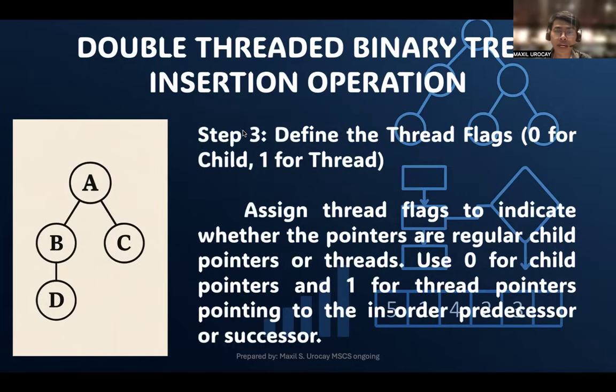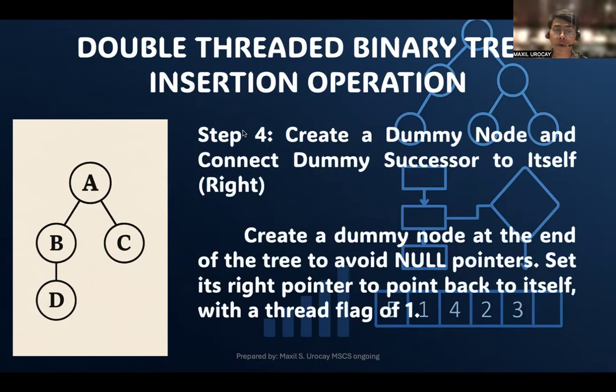Now, define the thread flags as zero for child, one for thread. Assign the thread flags to indicate whether the pointers are regular child pointers or threads. Use zero for child pointers, one for thread pointers pointing to the in-order predecessor or successor. And then create a dummy node and connect the dummy's successor to itself with the right pointer. Create a dummy node at the end of the tree to avoid null pointers. Set its right pointer to point back to itself with a thread flag of one.